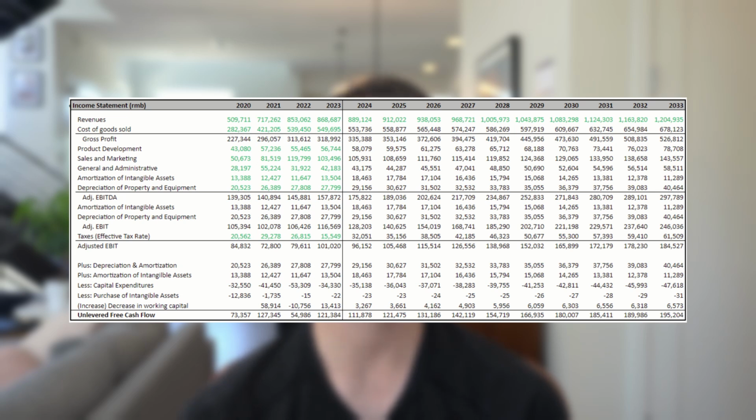Now a quick note here, these numbers are reported in Chinese yuan. I only convert to USD when I calculate my final valuation. The reason for this is over time, the exchange rate changes. So if I put the income statement in USD at today's rate, it would adjust by the next time I open up my model and I would have to recalculate everything.